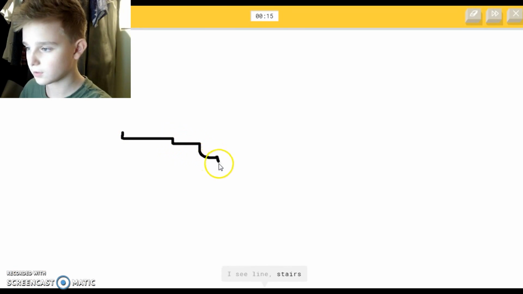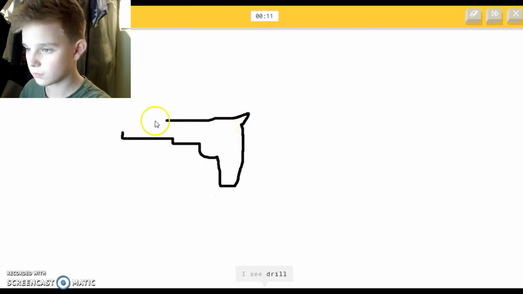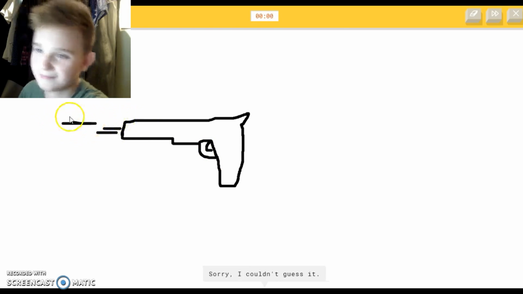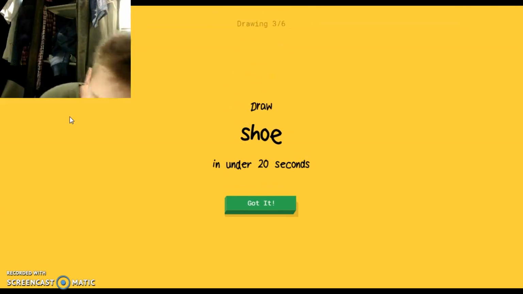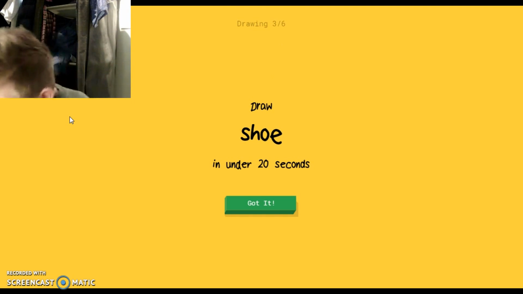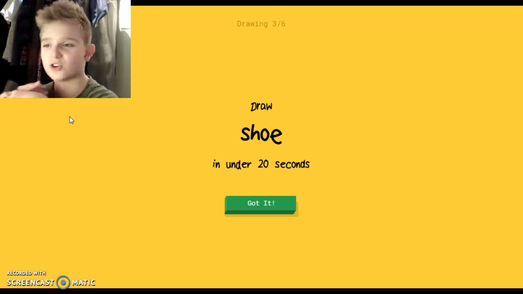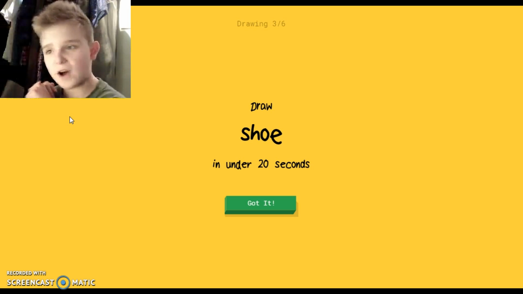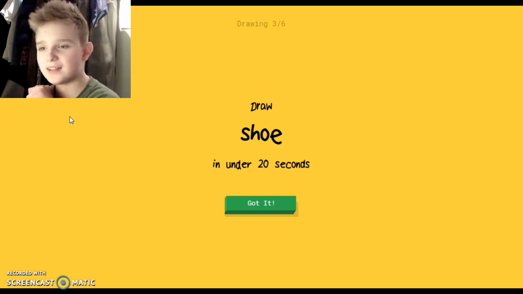I see line. Or stairs. Or garden hose. Or toothpaste. I see drill. Or diving board. Or pool. Or underwear. I see bread. I'm not sure what that is. I see the Great Wall of China. But I couldn't guess it. I realized something halfway through drawing that. It's not a rifle, that was a pistol. And she said the Great Wall of China.